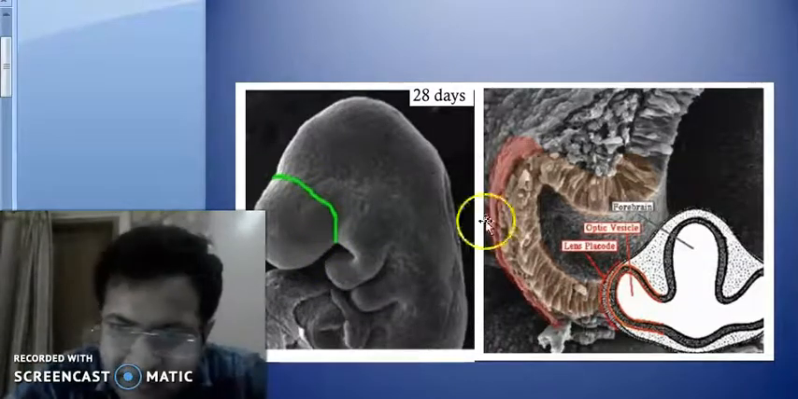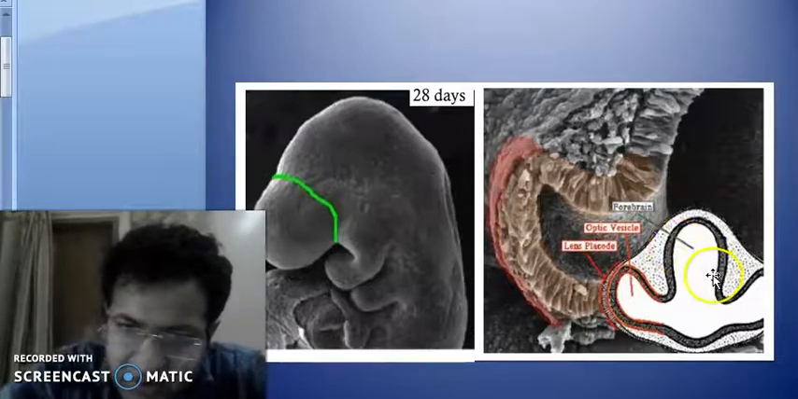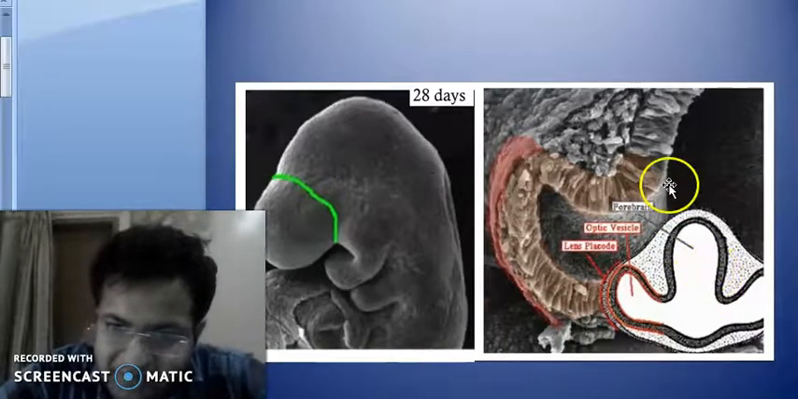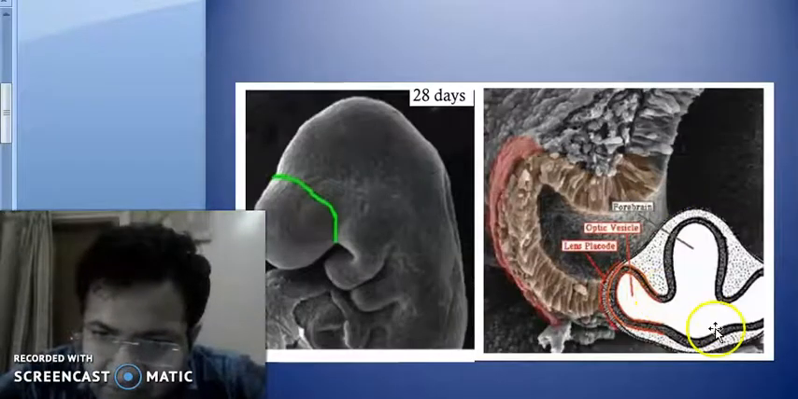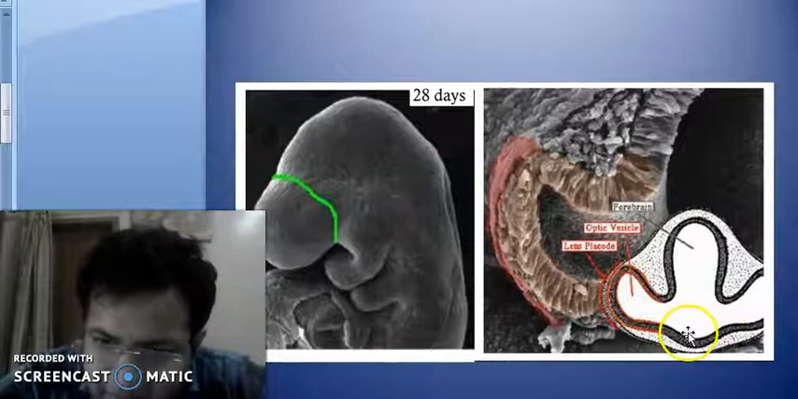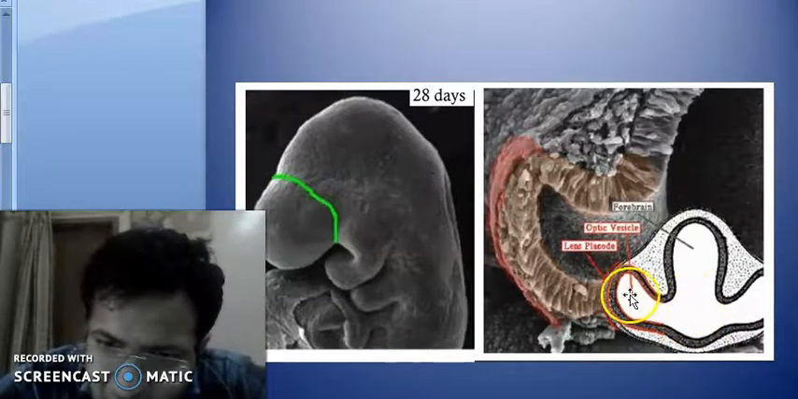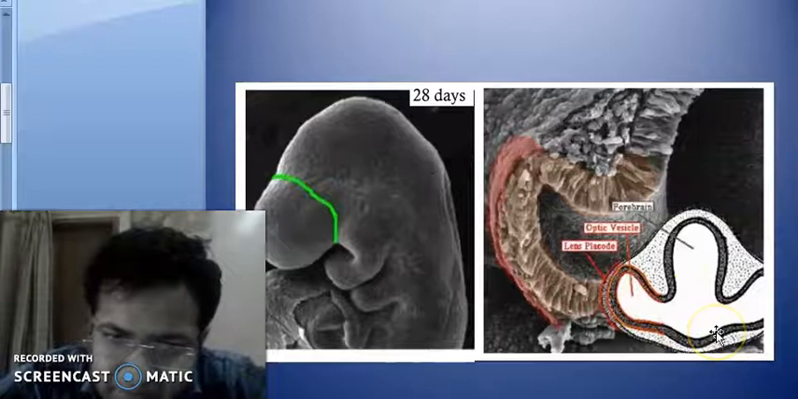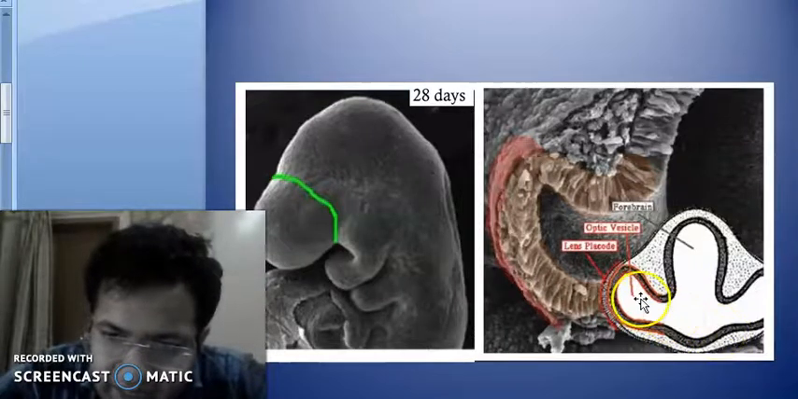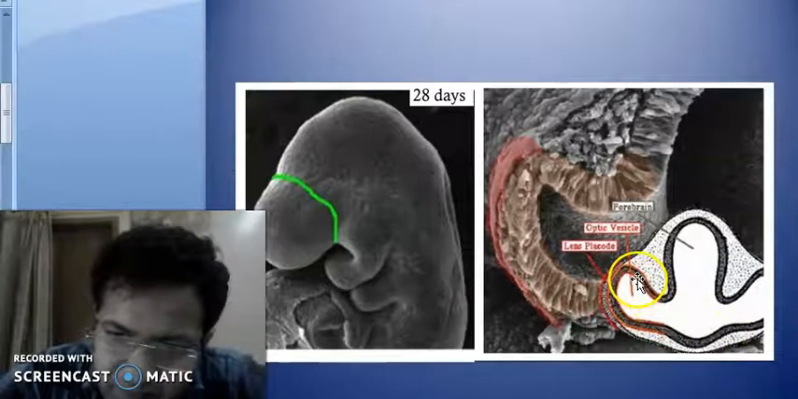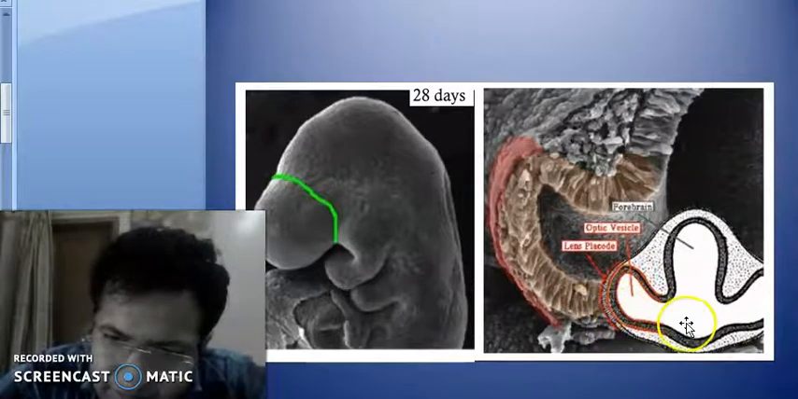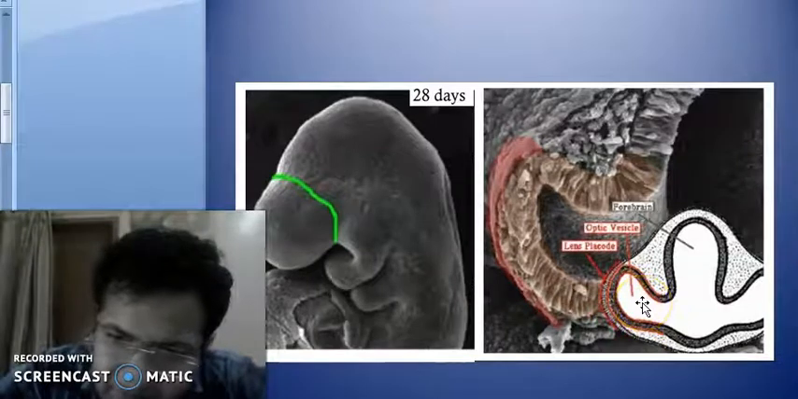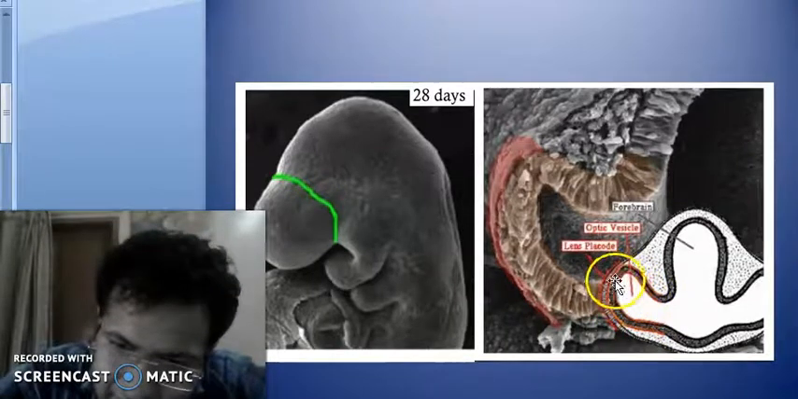If we cut the forebrain section, you can see the green line cutting that section. If we cut the section, what we see inside is this portion. The forebrain is divided. From the forebrain, there is an outpouching of an optic vesicle, and this outpouching of the optic vesicle joins the ectoderm. This is the optic vesicle, and this is the surface ectoderm.